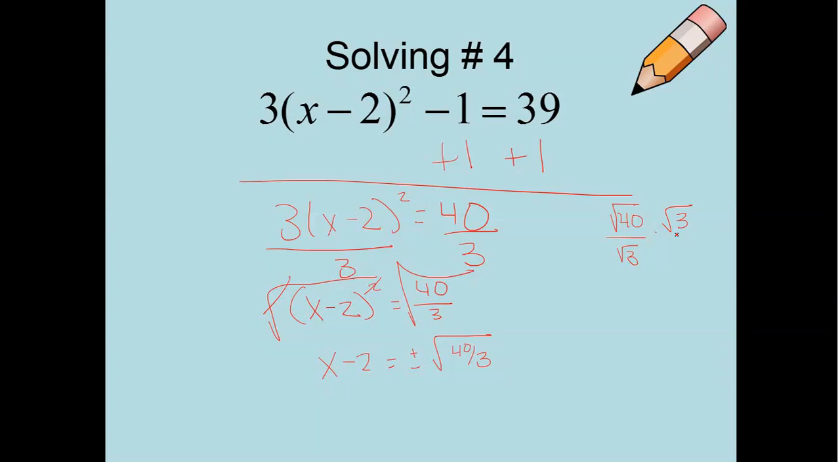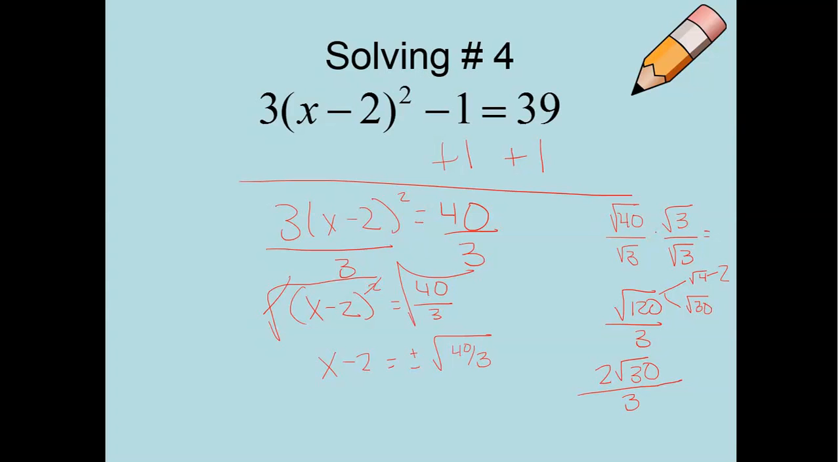Rationalize that denominator. So I'm going to get square root of 120 over 3. Because square root of 3 times square root of 3 is 9. Square root of 9 is 3. Now, let's break down 120. So the perfect square that can go into 120 is just 4. So I'll have square root of 4 and square root of 30, right? Square root of 4, that's just 2. So I can rewrite the top as 2 square roots of 30 over 3.